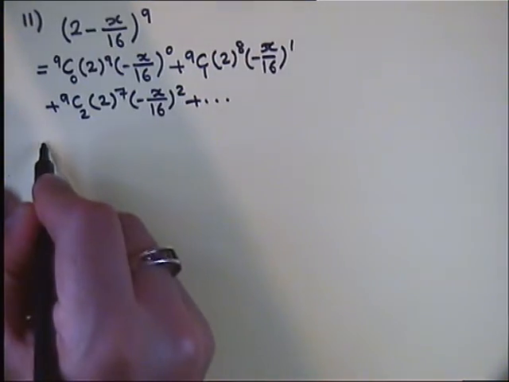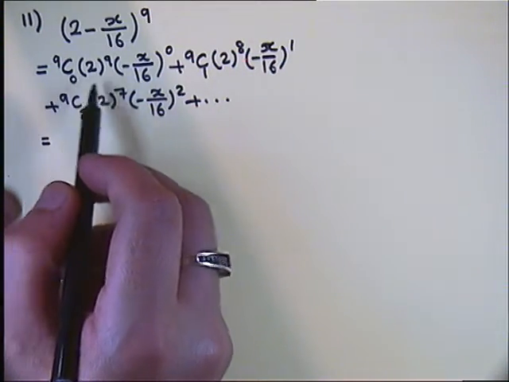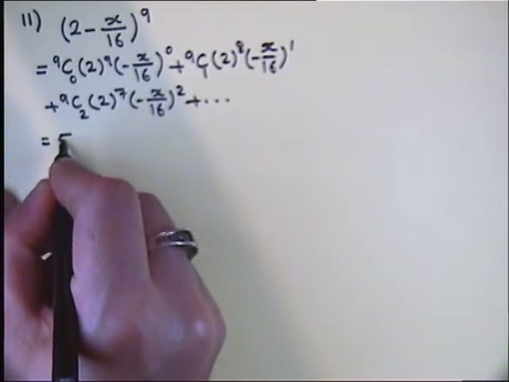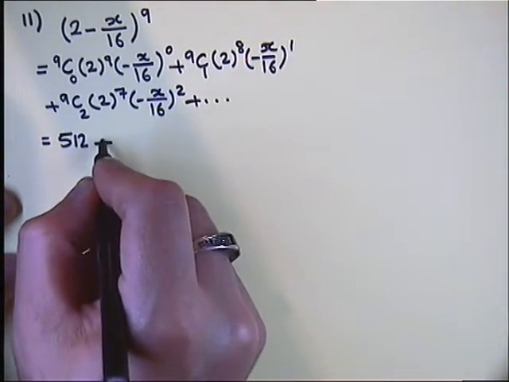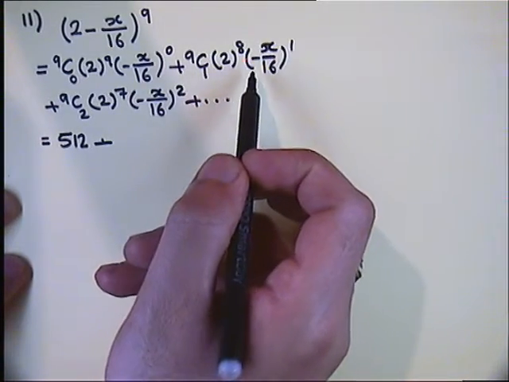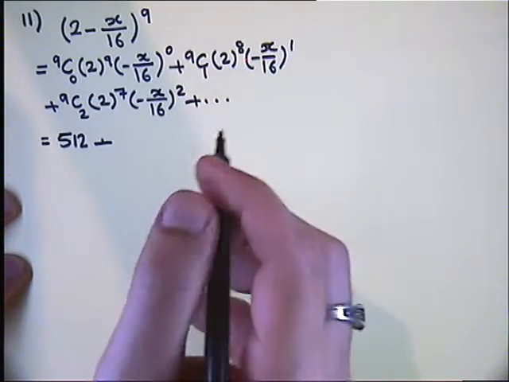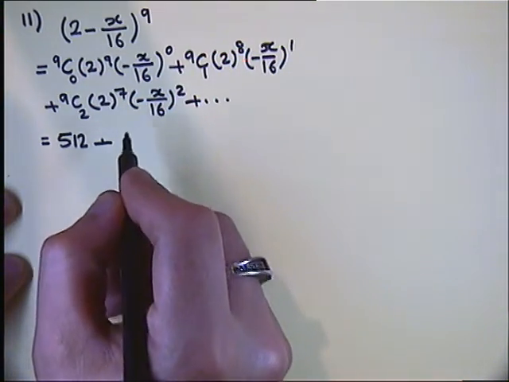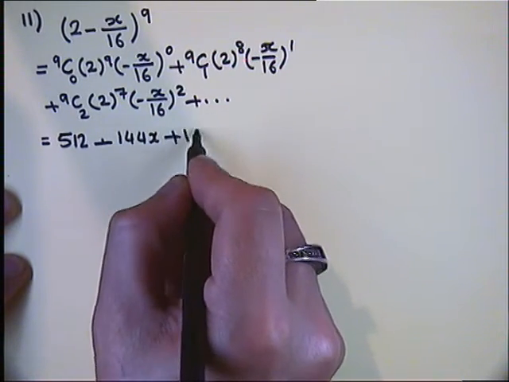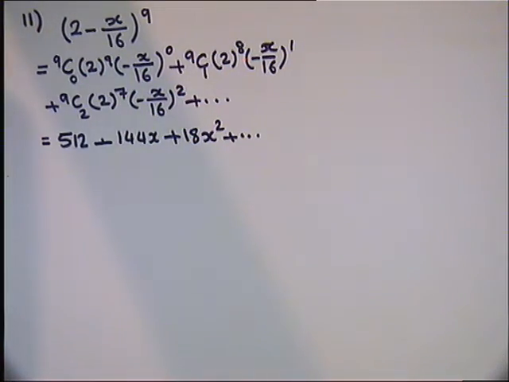Using your calculator, you should be able to get 9C0 2 to the 9. 9C0 is 1, minus x over 16 to the 0 is 1. 2 to the power of 9 is 512. Similarly, 9C1 2 to the power of 8 times by minus x over 16. It should be minus because minus x over 16 to the power of 1 is negative. So it would be 512 minus 144x plus 18x squared, which is in its simplest form.